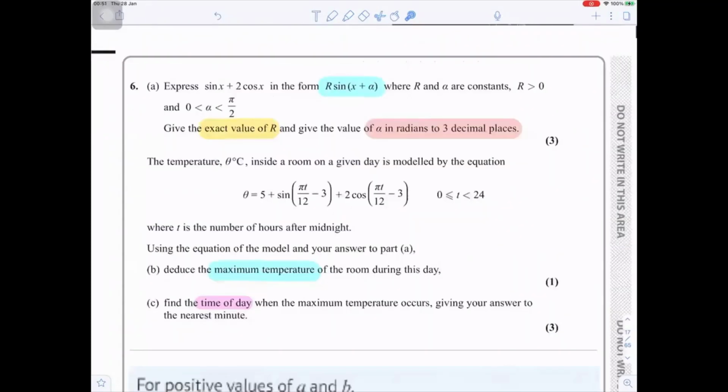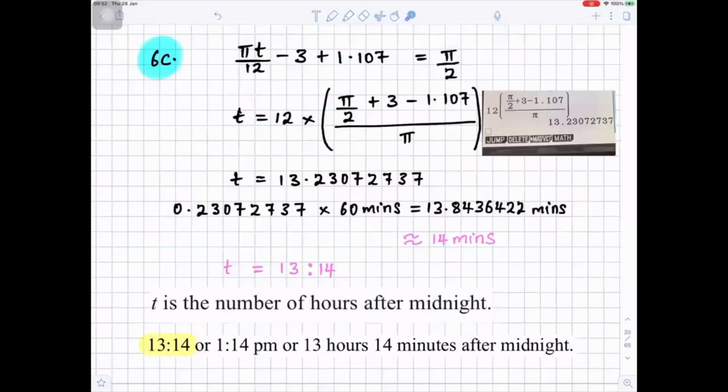For question 6c, find the time of the day when the maximum temperature occurs, giving your answer to the nearest minute. The maximum occurs when that value is equal to 90 degrees, pi over 2. So pi t over 12 minus 3 plus 1.107 equals pi over 2. Because if you look at the sine graph, it goes like that. So at 90 degrees, pi over 2, is when you get that maximum value of 1. So you want to solve this to find what t is. You want to make t the subject.